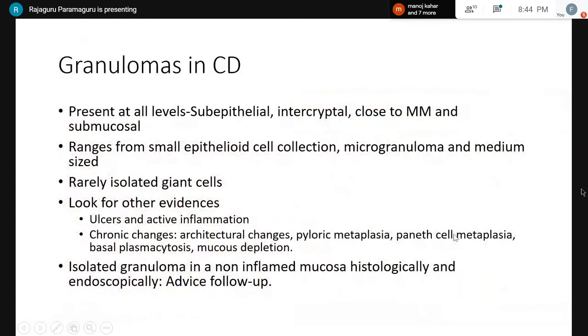So when you find granulomas, as in Crohn's disease, the granulomas can be seen at any level: subepithelially, intercryptal, close to the muscularis mucosa, or submucosally. The sizes range from small epithelioid collections of 2 or 3 cells in a particular place, to microgranulomas, and then to medium-sized granulomas. Rarely, isolated giant cells also can be seen. We'll have to look for other evidence like ulcers and active inflammation, and then chronic changes like, as I showed you, pyloric metaplasia, then Paneth cell metaplasia in the colon distal to the transverse colon, and basal plasmacytosis and mucus depletion and so on.